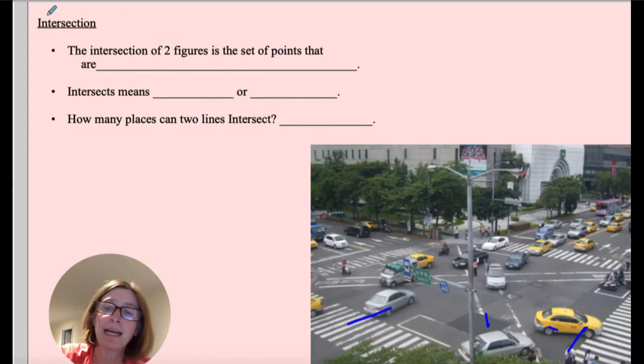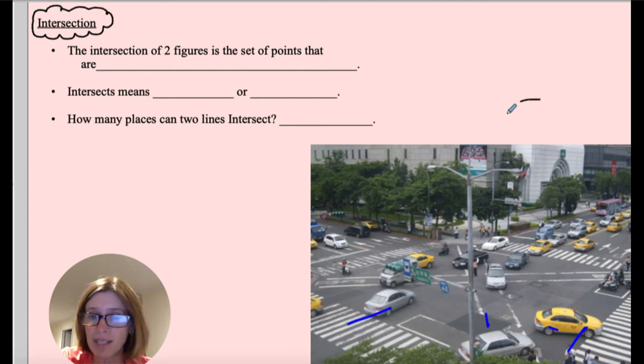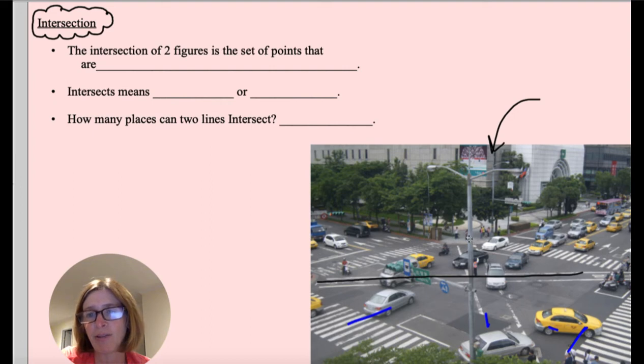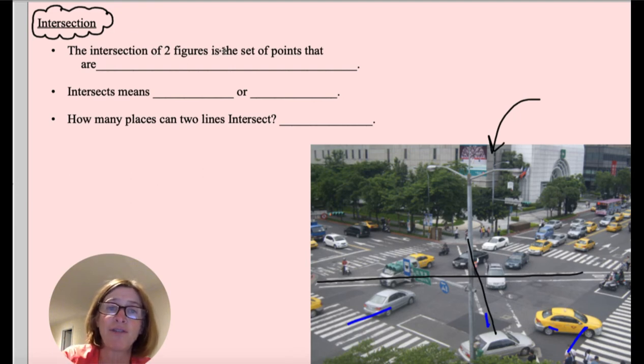A big thing that comes up now when we're talking about all these different lines and planes is intersection. So here's a yucky intersection somewhere. You can see that we've got a crosswalk going this way, and that crosswalk intersects with this crosswalk. We've got the streets intersecting. Lots of traffic. Gosh, it looks like someone's going to hit a couple of cars. It looks like there could be a couple accidents. But the intersection of two figures is the set of points that are in both figures.